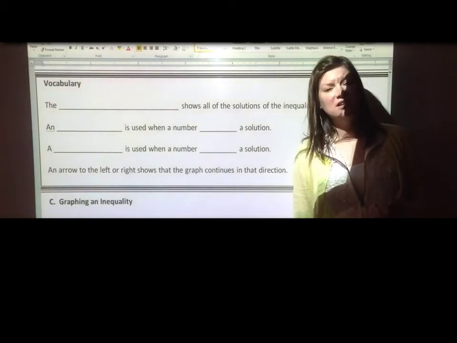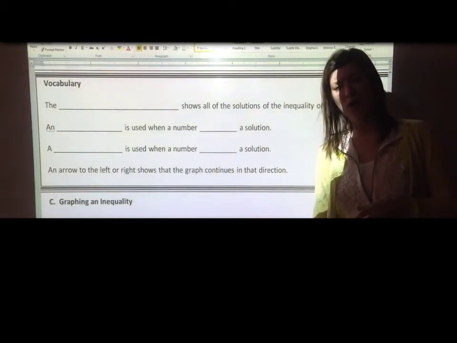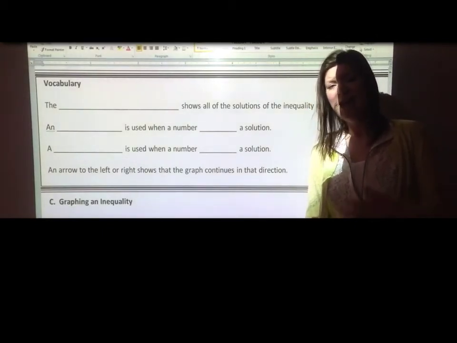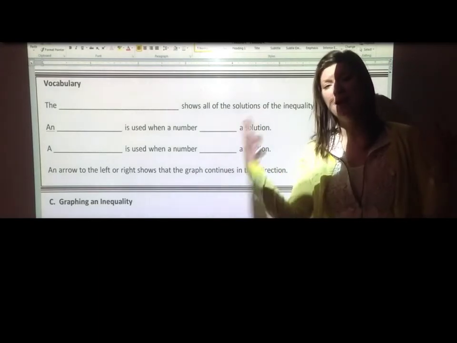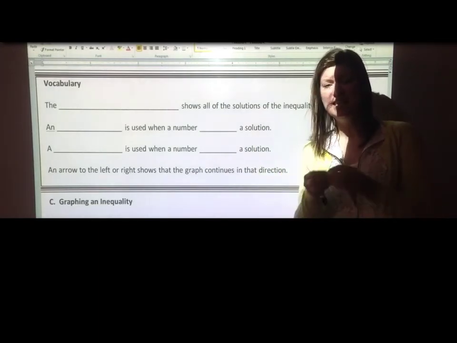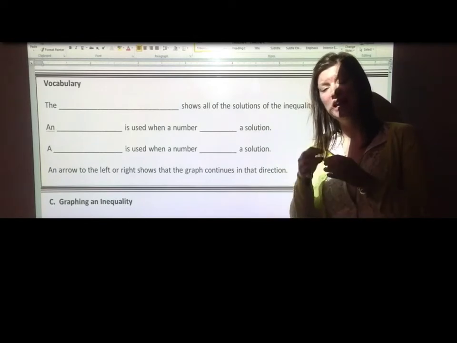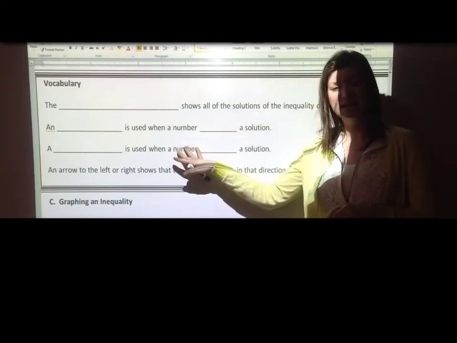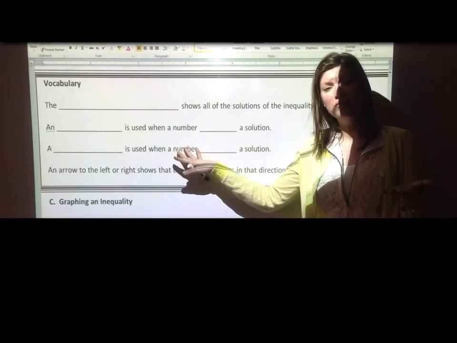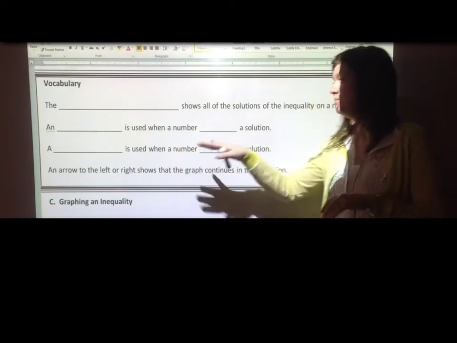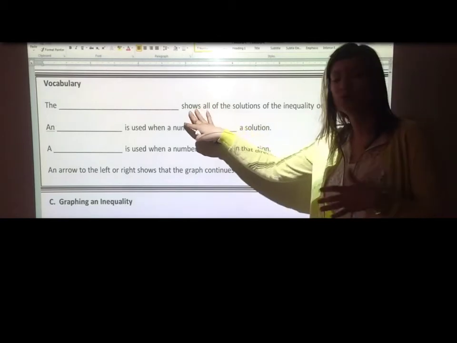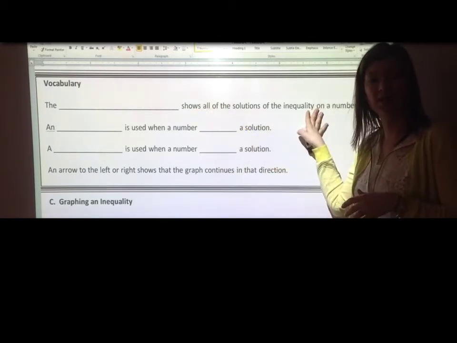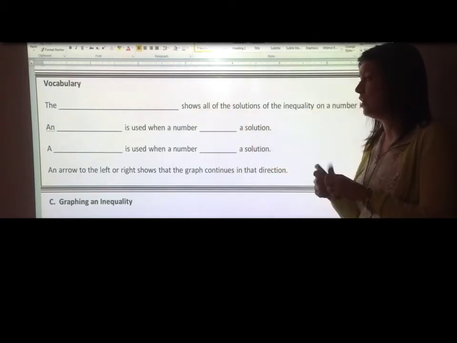The last and final concept for our notes in 8.1 is graphing an inequality. How do we show all possible solutions instead of just saying, yes, this one works, no, that one doesn't work, and doing it individually? How do we show them all? That's the next section for vocabulary, and we have to go over a couple of vocabulary words before moving on. The blank shows all the solutions of the inequality on a number line. If you don't remember, we call it a graph.